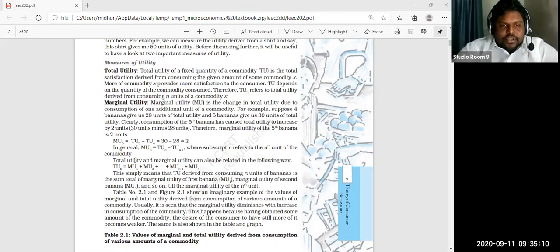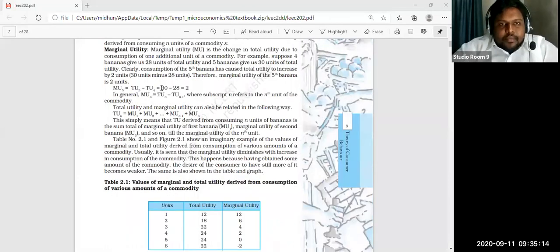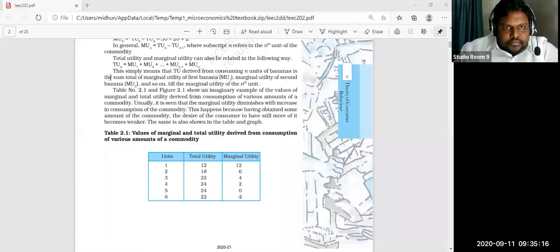Okay, so this simply means that total utility and marginal utility can also be related in the following way. TUn is equal to marginal utility 1 plus marginal utility 2 plus, going on, plus marginal utility n minus 1 plus marginal utility n. Okay, so we already studied this formula in 10th class, in mathematics, finding the nth term.